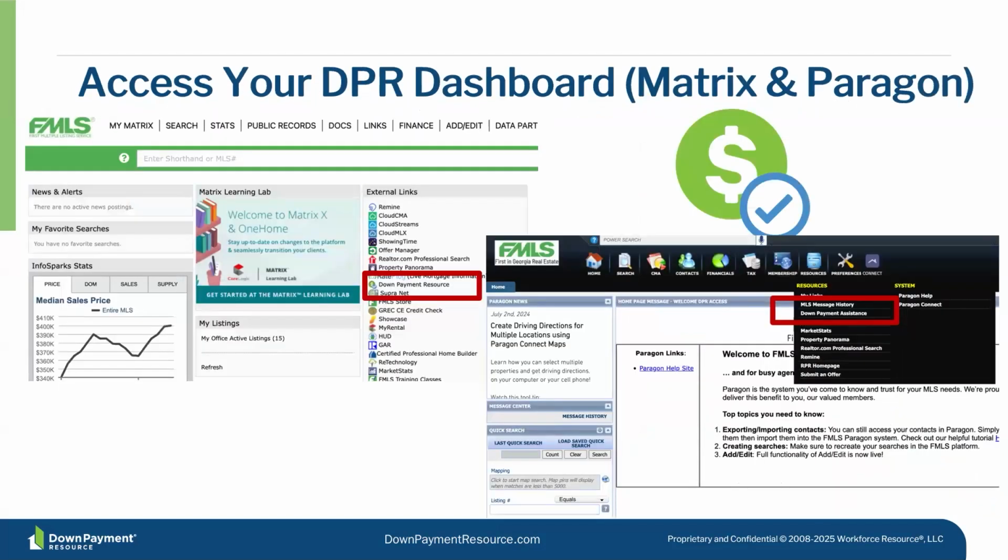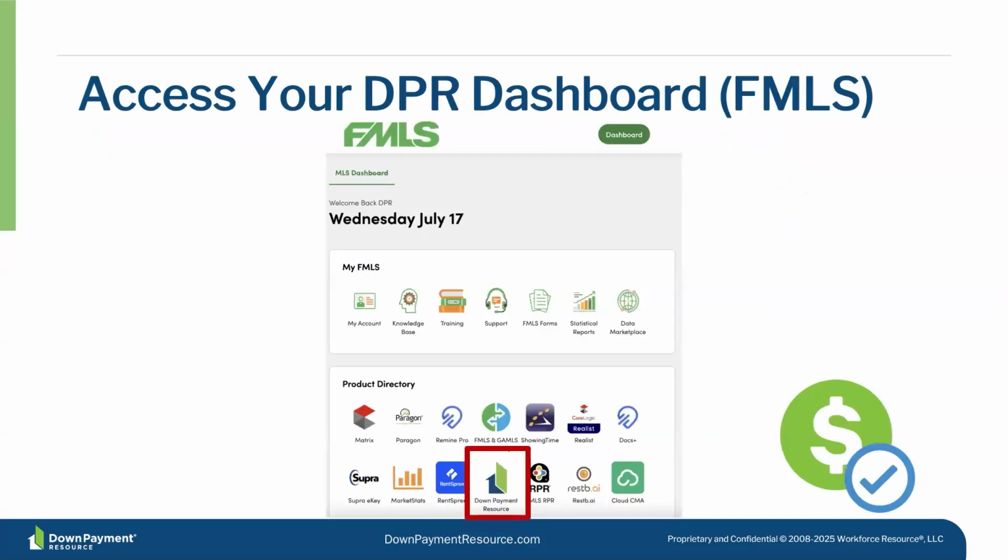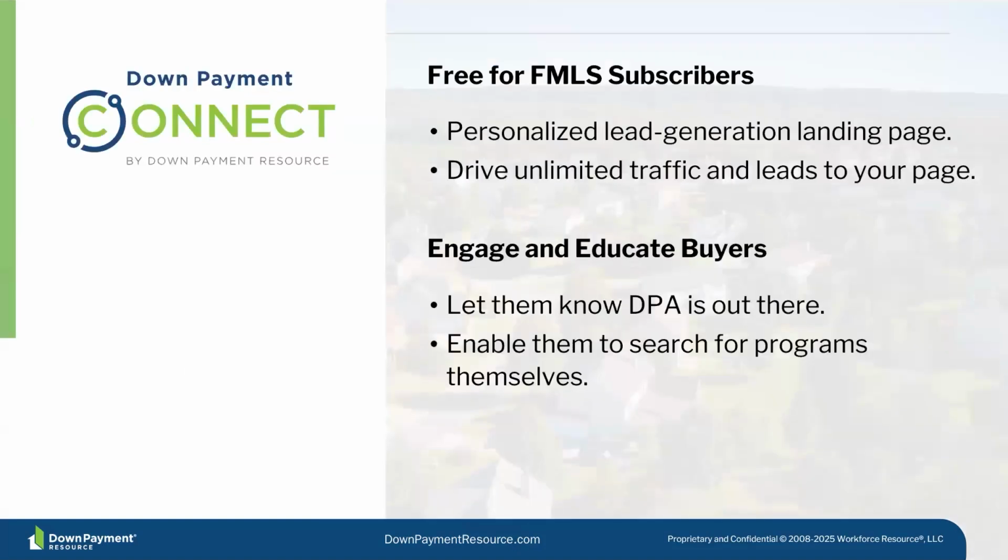We also have what we call our down payment resource dashboard, where you can access all of our tools and resources, including Down Payment Connect. We are going to discuss this a little bit further in our next webinar, but that dashboard is accessible from the Matrix homepage under external links and in Paragon under resources. And when you're at your MLS dashboard, you can get to the down payment resource dashboard under product directory. Okay, so now let me move on to this.